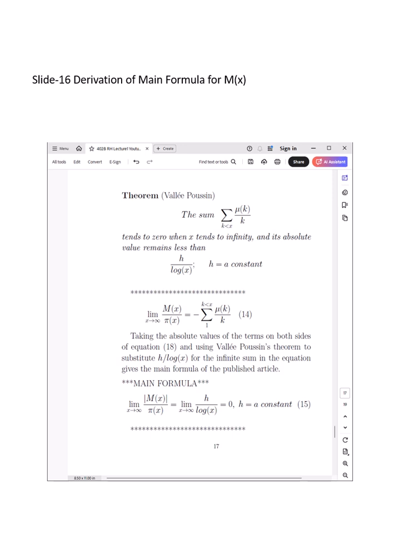Next, let us recall equation 14 of the previous slide and take the absolute values of the terms. Then, using de la Vallée Poussin's theorem to substitute h divided by log x for the infinite sum in the equation, gives the main formula of the published article: the limit of M of x divided by pi of x equals the limit of h divided by log x equals 0. H equals a constant.